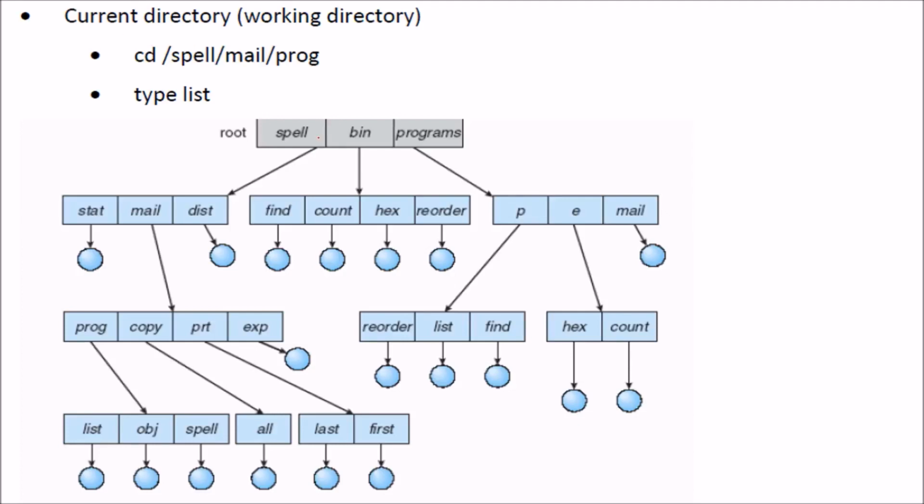If you start with some current directory, say I want to change directory. I start with spell here. Then I have mail, and then I have spell inside mail, and then I have program. So I can go to the program part like this. Okay, this is how the organization goes.